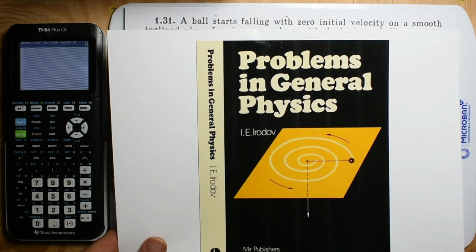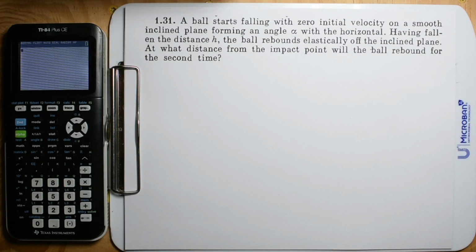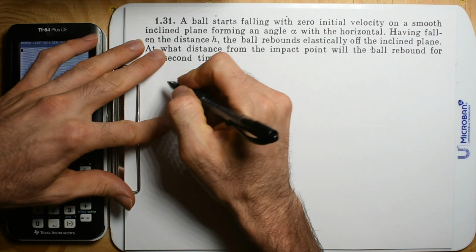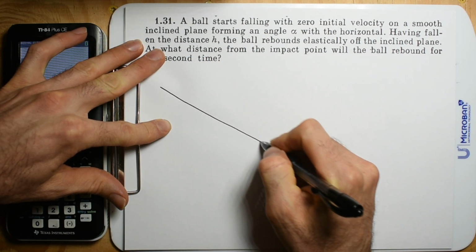Alright, so we have problems in general physics. This is Irodov, and we're going to try to solve this fast. So we've got a ball. It falls from a height, and it falls on an inclined plane. You know what I mean?